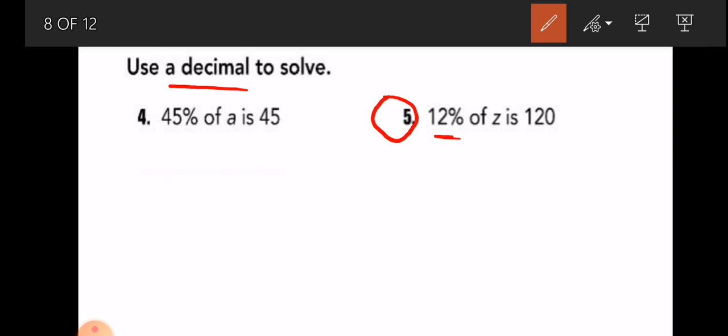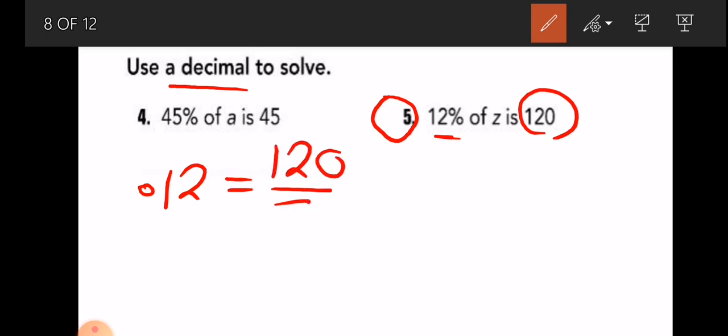12% as a decimal. If I want to change from a percent to a decimal, what can I do? Yes, divide by 100, meaning move the decimal 2 places to the left. So it's 0.12 as a decimal. Yes, this percent or this decimal equals what? Part over the total. My part is 120. My total is Z. How can I make the cross multiplication here? Any number has a denominator of what? 1. Yes, because 0.12 divided by 1 gives 0.12 as it is, so I did not change it.